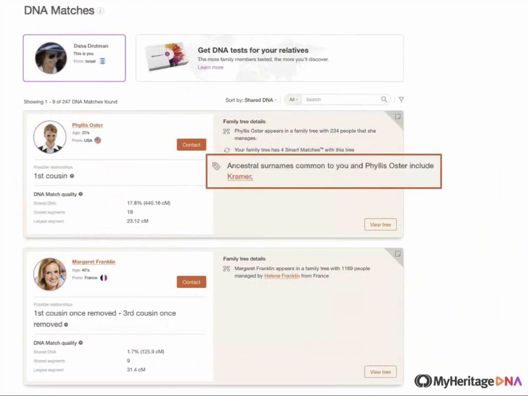Another very interesting piece of information that we can find is the common ancestral surnames. What we do is look at the direct ancestors in your tree and in your DNA match's tree, and we try to look for surnames that you both share. Because if we find a surname that you both share, it might help us better understand what the exact relationship is between us. Not only do we tell you what the surname is that we share, in this example, it's Kramer. If we had more common ancestral surnames, we would share them too.